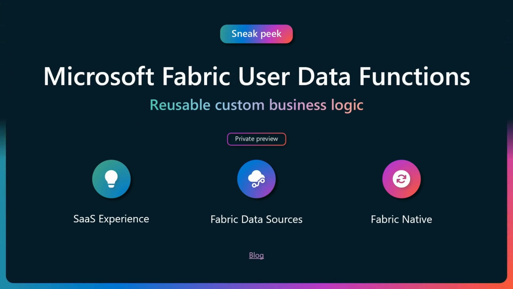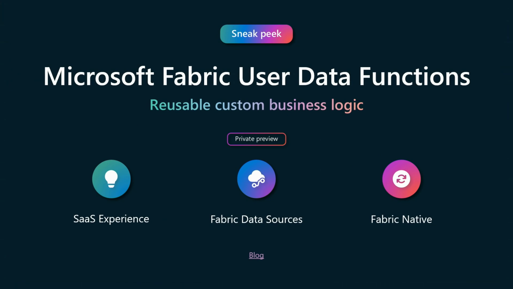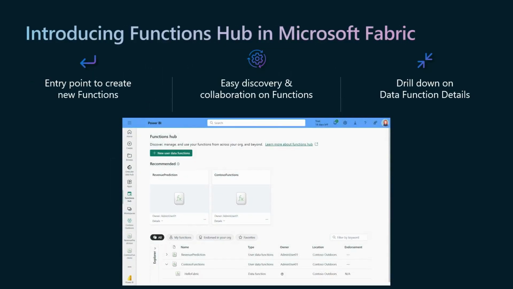And voila, we are also announcing a sneak peek of user data functions. It's a new item type within Fabric. Here you can bring in your reusable code, right? You might have a lot of business logic that actually sits outside Fabric that you want to pull in and use via your pipelines, maybe update your data sources, invoke it through event streams and various different mechanisms. So same SaaS experience, works in a range of data sources and Fabric native.